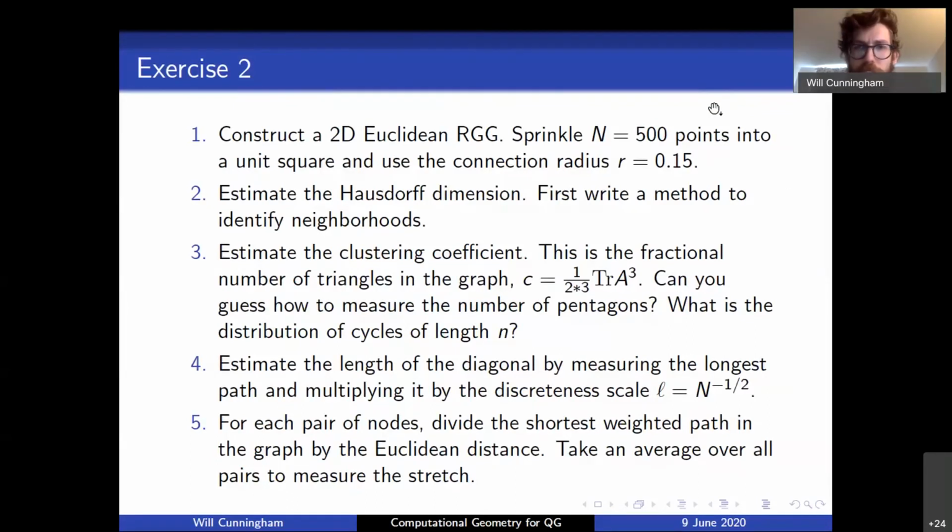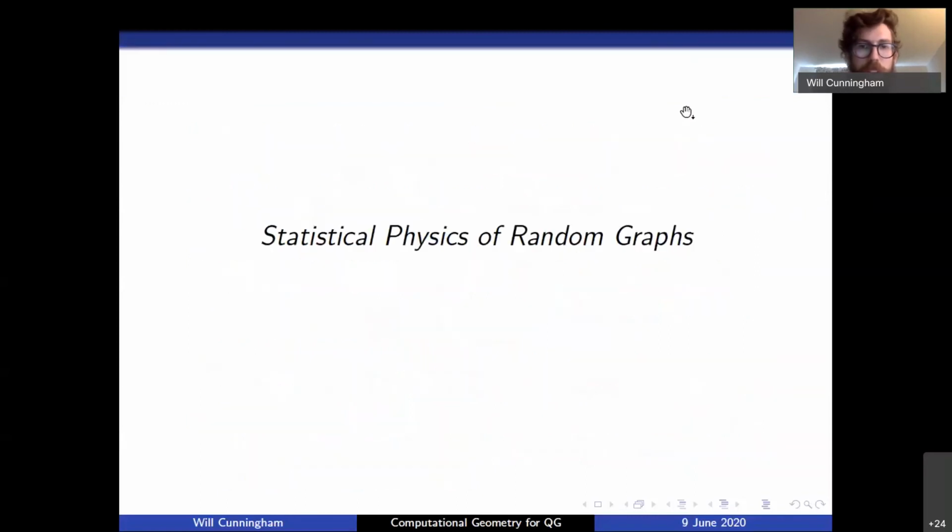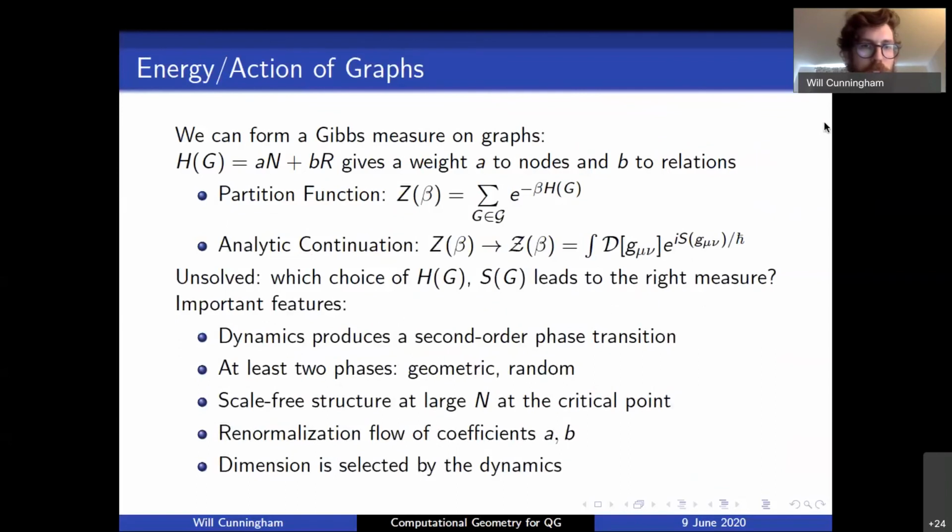Just to very quickly go over part 3, and then we can leave the last exercise for later. So the last bit is just putting this all together to talk about statistical physics of random graphs. So we can form a Gibbs measure on graphs if we use certain forms for the energy or the action of this graph. As an example, consider the Hamiltonian of a graph, which takes 2 graph observables, the number of nodes in the graph, and the number of relations in the graph.